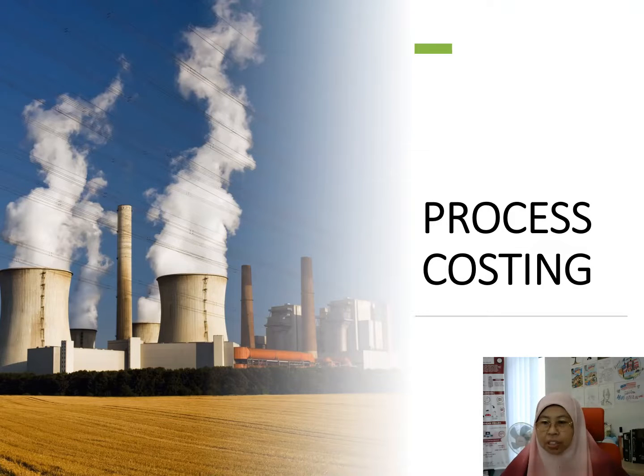So now I will explain process costing. Process costing is one of the specific order costing methods, which is appropriate for organizations that produce cost units which are separately identifiable from each other. Process costing involves continuous operations, and the other specific order costing methods include job, batch, and contract.